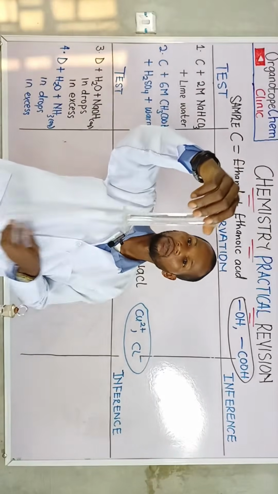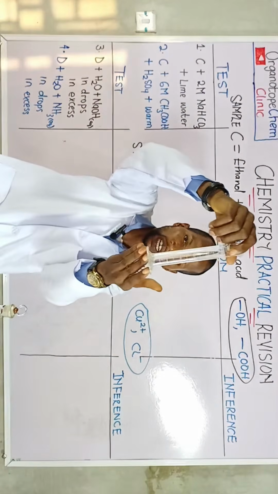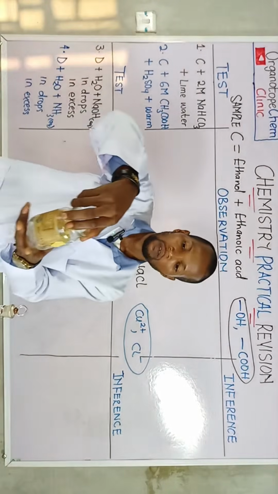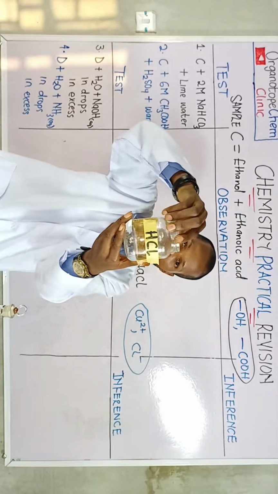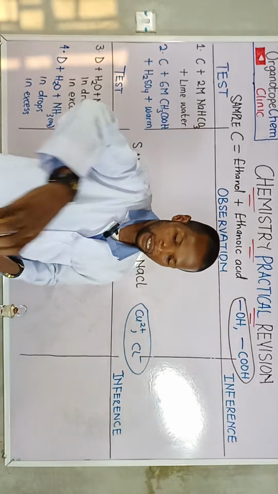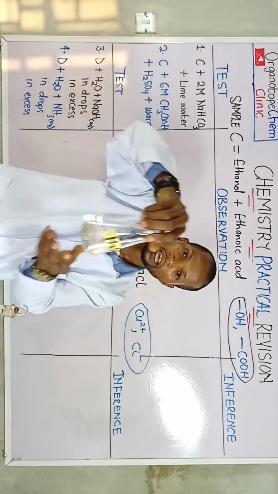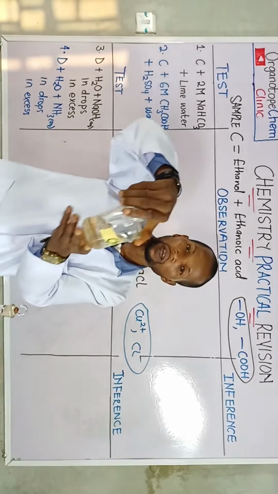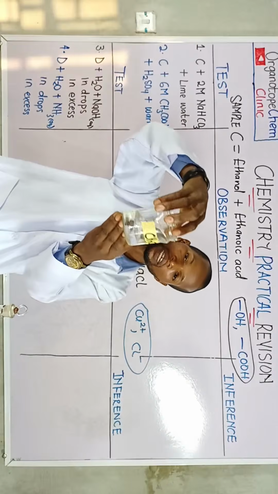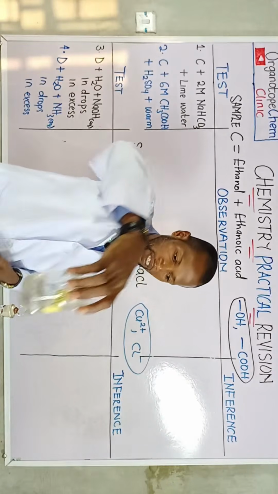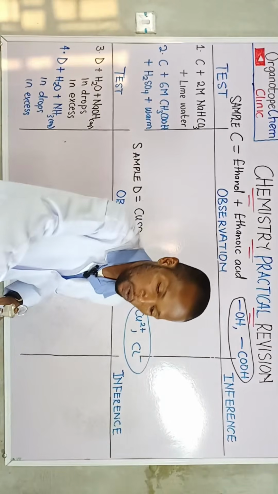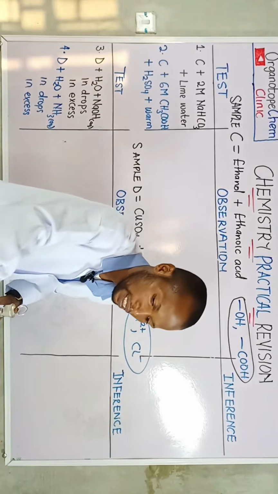In the measuring cylinder, I have H2O, which is water. We have the HCl, that's hydrochloric acid. We have H2SO4. We have the ethanoic acid, okay? The ethanoic acid has been provided as well. 6 molar, we're told to provide 6 molar ethanoic acid.